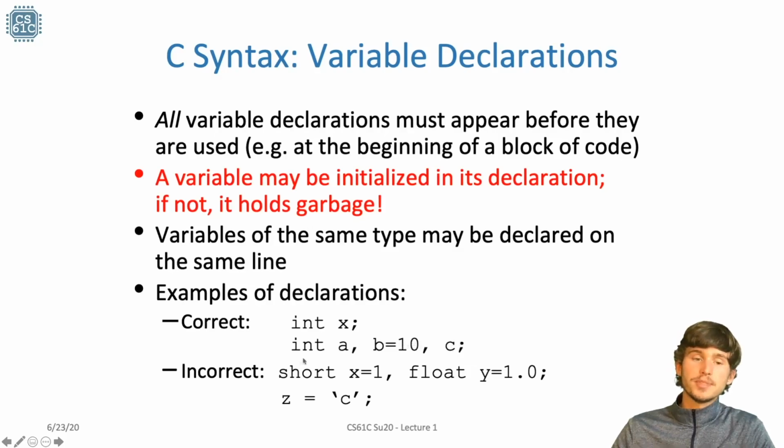The reason why I bring this up is because there are some incorrect things. Like if I define short here, all of these must be short of some type. But in this case, I'm saying x is a short while y is a float, so that's incorrect. The other thing is z is equal to this character here. I didn't define that z is some type, which is why this would also be incorrect.